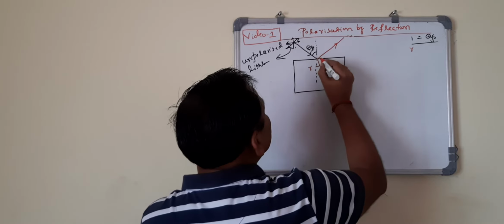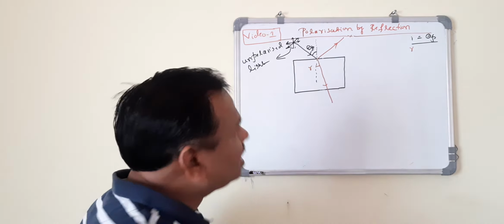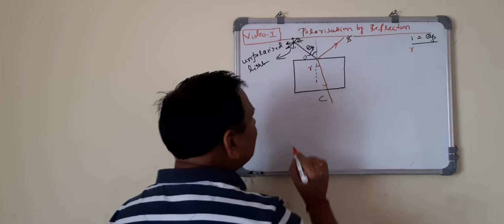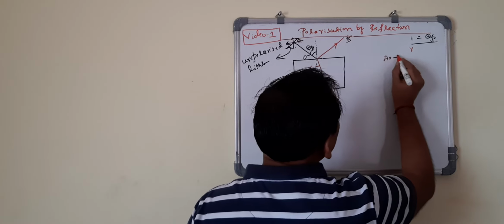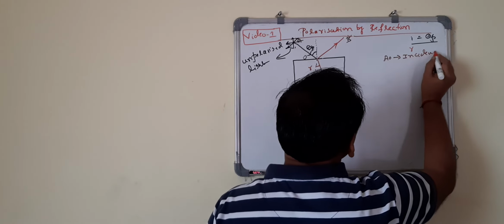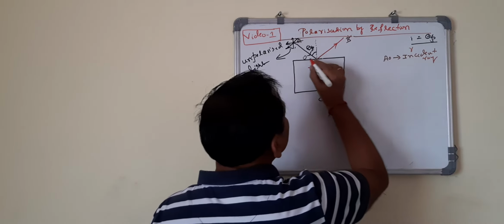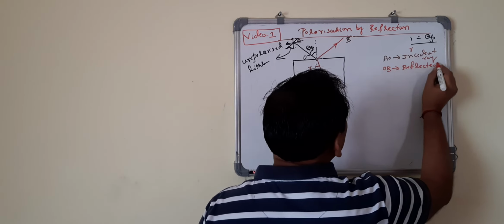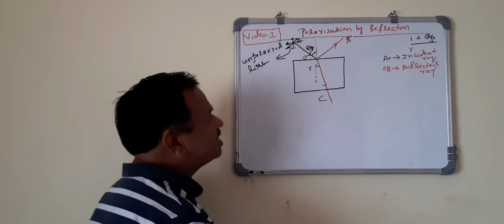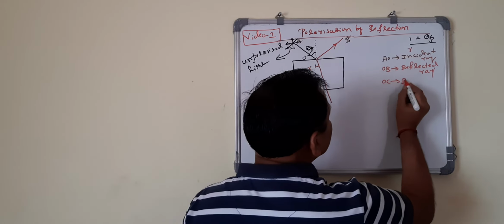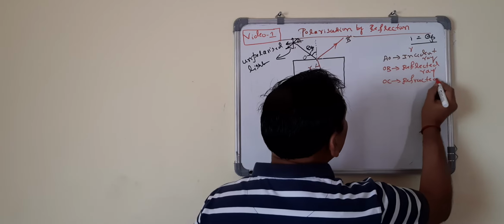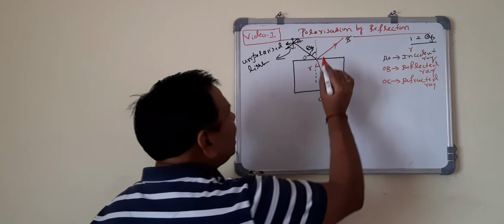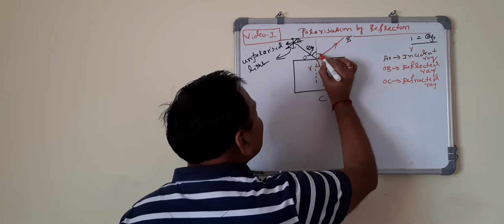This point, I will call it A, this is O, this is B, and this is C. What is AO? AO is called the incident ray. What is OB? OB is called the reflected ray. Don't get confused. Reflected. Then OC is called the refracted ray. As you know, in the laws of reflection, the angle of incidence is equal to the angle of reflection.